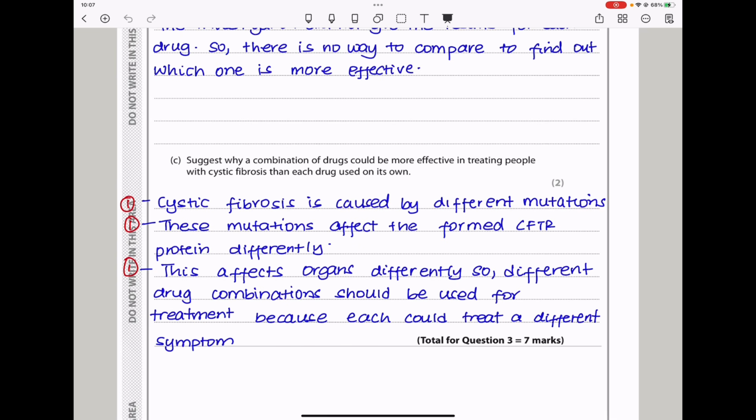So I said, cystic fibrosis is caused by different mutations, and these mutations affect the formed CFTR protein differently. This affects organs differently, so different drug combinations should be used for treatment because each could treat a different symptom. So this brings us to the end of question 3. Let's continue to question 4.